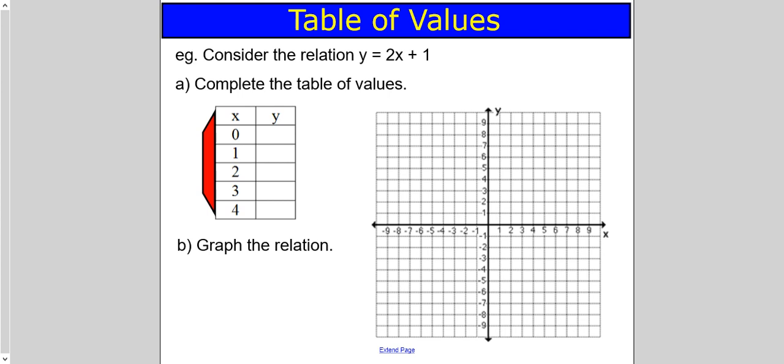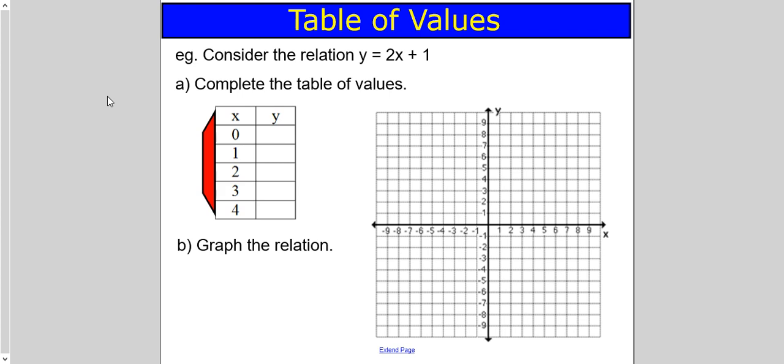We're going to begin with the relation of y equals 2x plus 1. We want to be able to complete the table of values and to graph the relation. So let's begin with the table of values. Remember, we're using the equation of y equals 2x plus 1. And so in order to complete this table of values, what we want to do is sub in each of those values in for x to see what our y value would be.